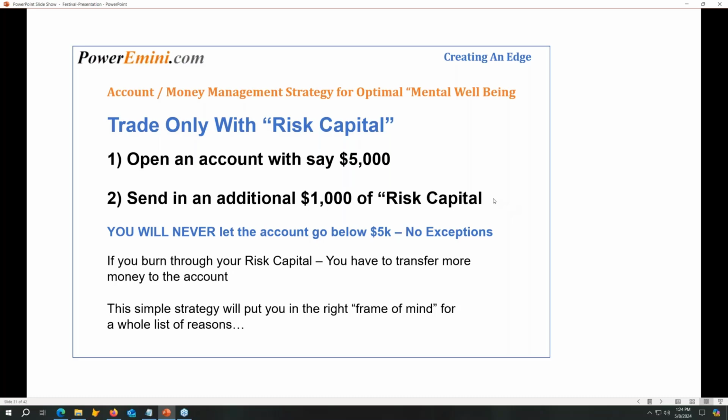And if by dumb chance you burn through that $1,000 in risk capital, you've got to send more money in, because you've made a promise to yourself and your wife that you're never going to let that account go below $5,000. So anyway, it's kind of a mental thing. We don't get into a whole lot of market psychology and mental stuff when it comes to trading, but this is a neat little strategy that will do a lot for your mindset. It'll give you the right approach, mindset wise.